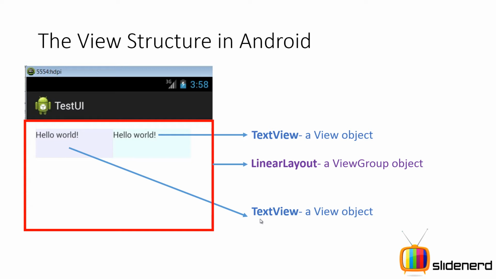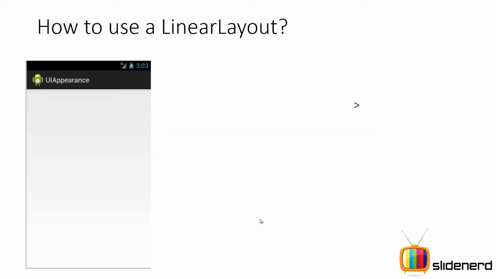Now there are other types of view groups, like there is a relative layout, there is a frame layout, there is a table layout, there is a grid layout, and so on. In the upcoming videos, as we talk about different view groups, I will also talk about the other view groups in detail. But for now, let's just focus on one, that is the linear layout. So how to use a linear layout? Well, I'll show you exactly what needs to be done.